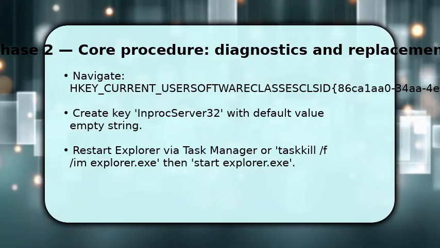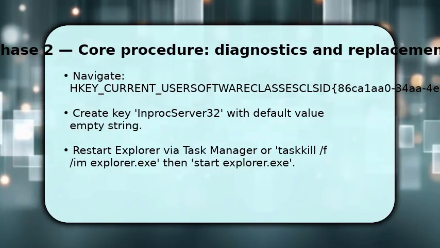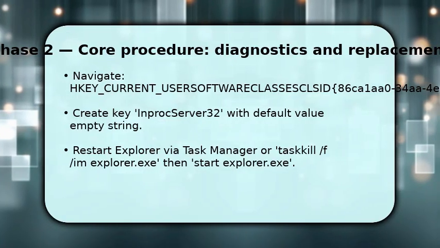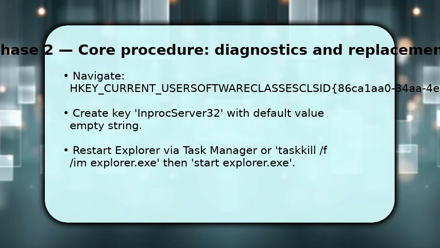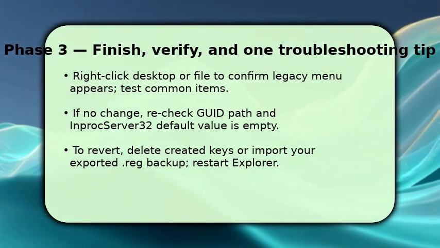Once those keys exist, close regedit and restart Explorer. You can do that quickly from Task Manager or by running taskkill and starting explorer.exe. Finish by verifying the classic right-click menu is active.